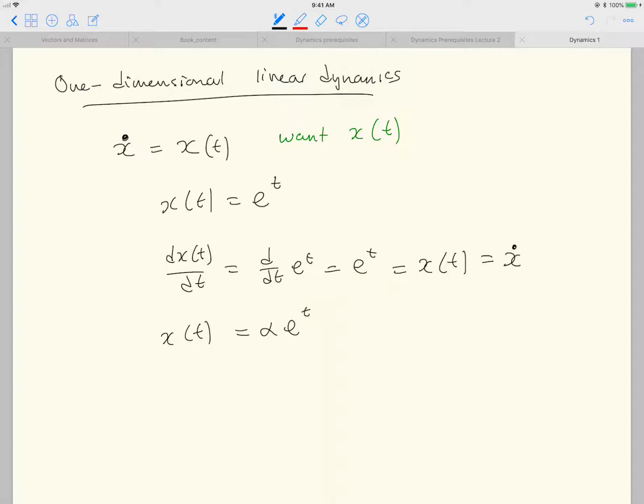Thank you for indulging me. I know you know and it looks boring, but I appreciate indulging me on this. Okay, so if you take the derivative of this with respect to t, you get, again, alpha e to the t, which is your x. So this function is also a solution.